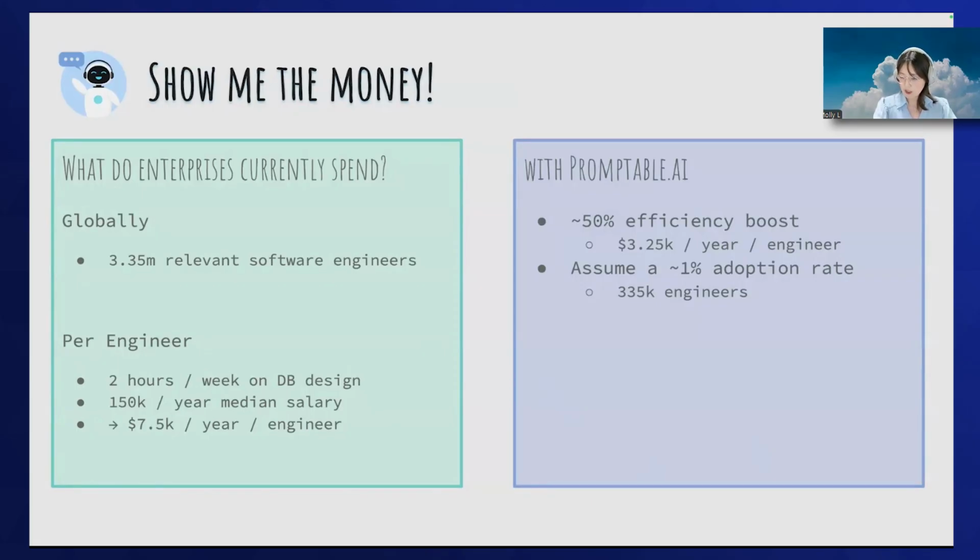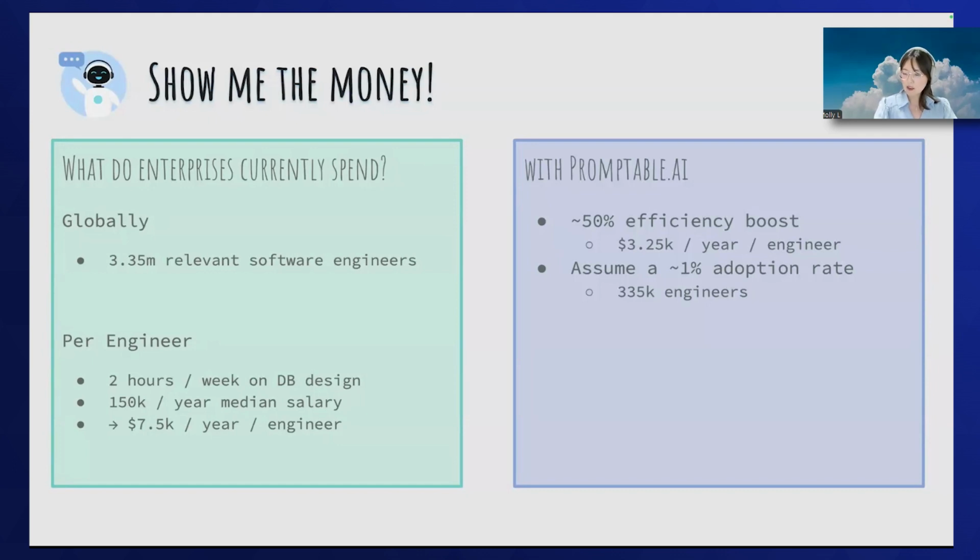Let's break down how much that costs per engineer. Let's assume an engineer spends on average 2 hours per week doing database design, coming out to 100 billable hours per year. And the global median pay of our relevant engineers is 150K. Putting that together, that gives us 7.5K per engineer per year spent on database design.